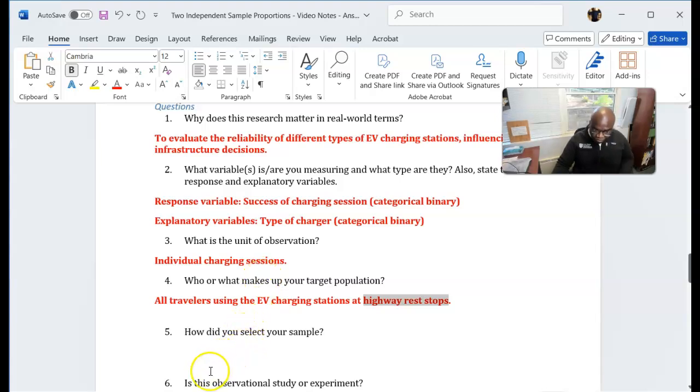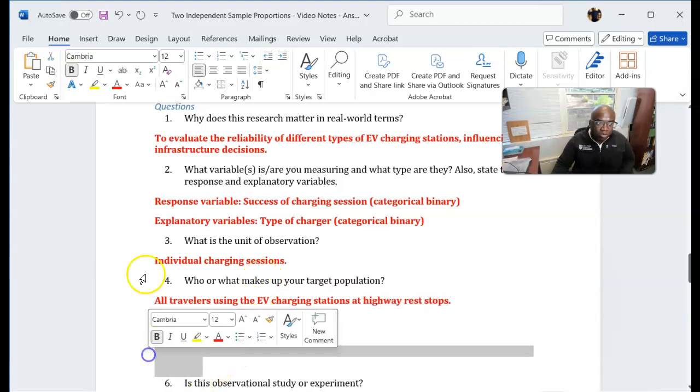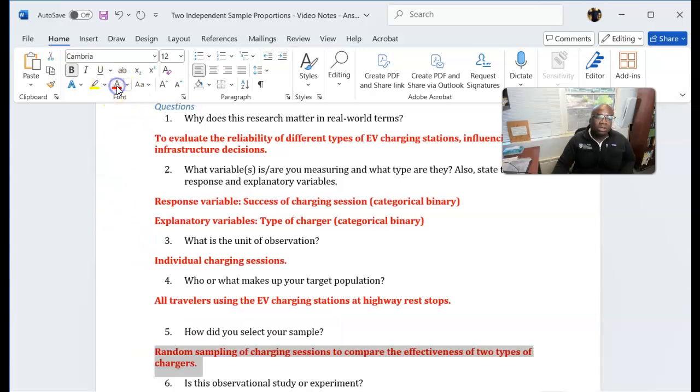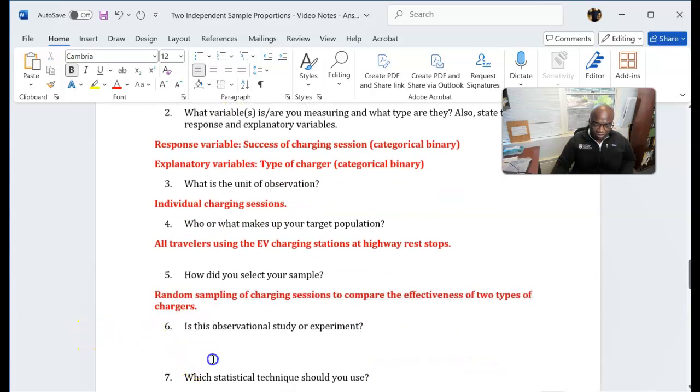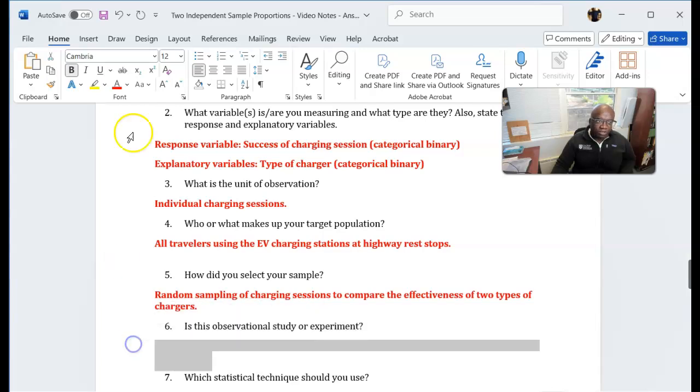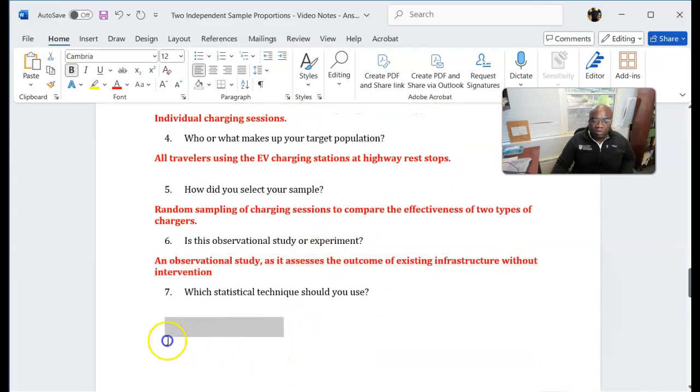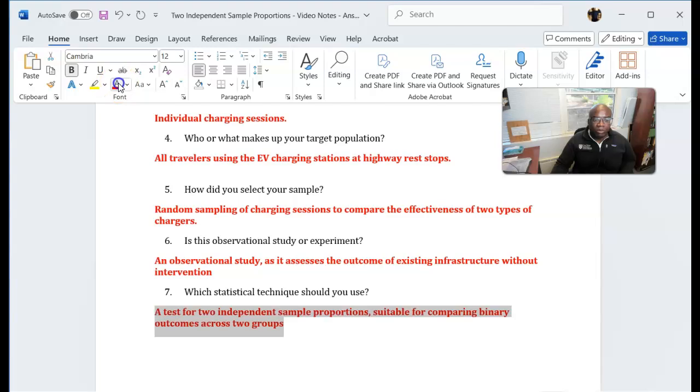More specifically, the sample is going to be those randomly sampled charging sessions to compare the effectiveness of the two types of charging. This is definitely an observational study because they're not manipulating anyone in any way, shape, or form. Okay, so that's important. And then we're doing a two independent populations proportions test because we want to see if these proportions are the same.